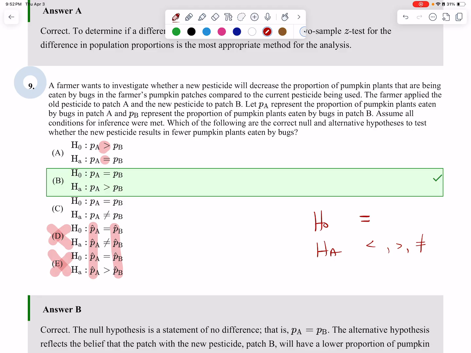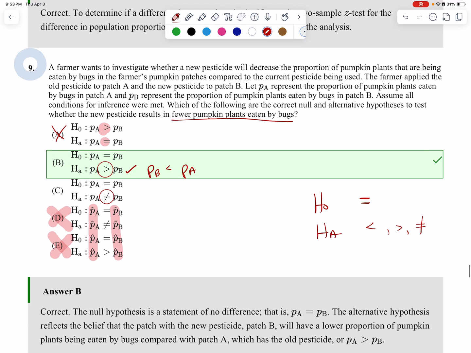So that one's wrong. So these two are correct, and now we just have to see whether it's not equal to, or is it greater than? It says we're looking to see if there are fewer pumpkins eaten by bugs. So it could be PB less than PA. It's the same thing: bugs less than patch A. So that's why B's right.